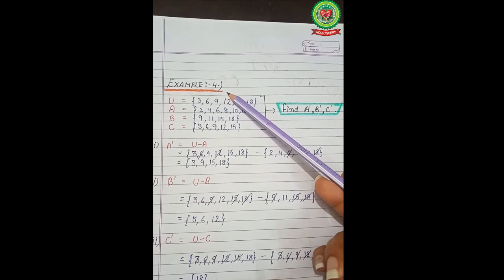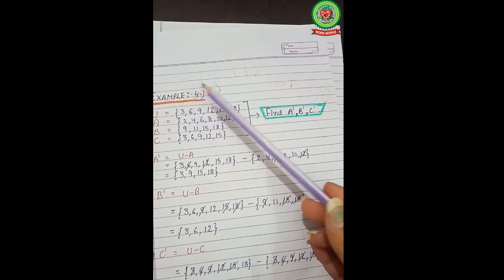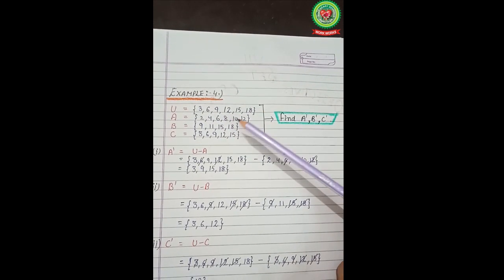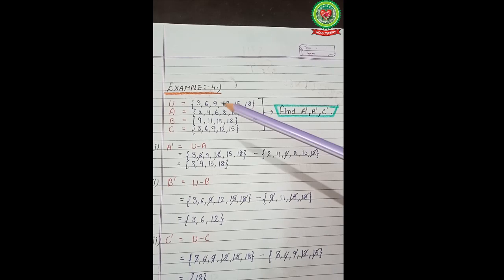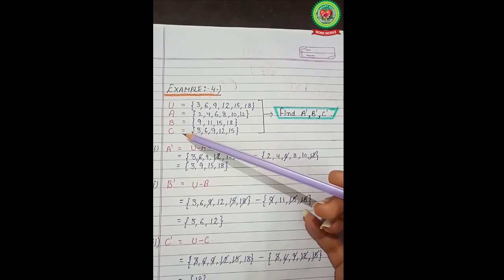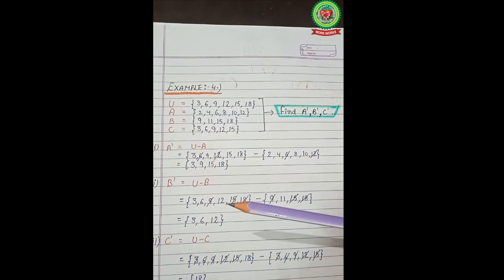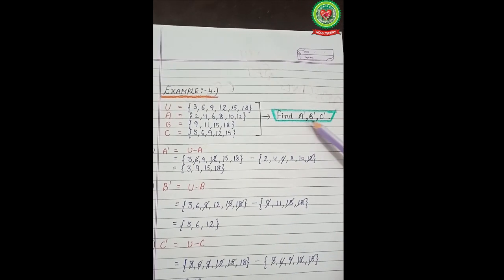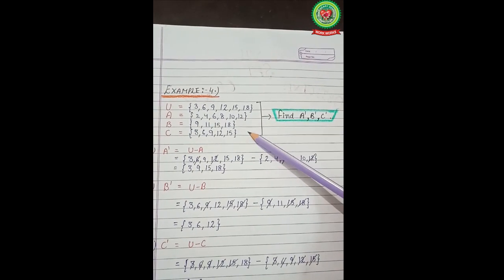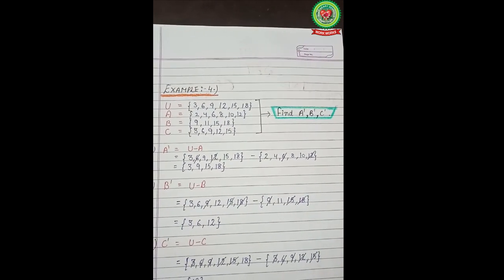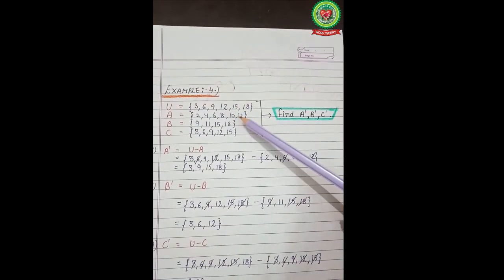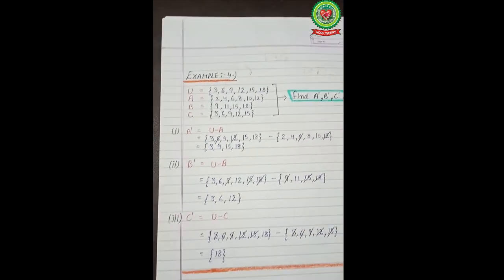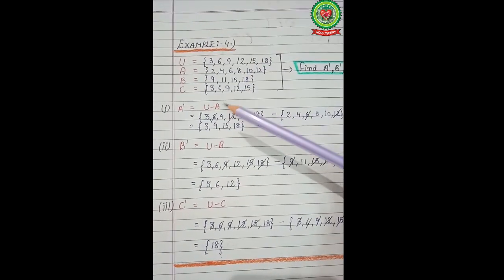So example number 4. You can see here I have taken the universal set as 3, 6, 9, 12, 15, 18, right? And I have taken these three sets all together, A, B, C, right? So what to do here? We need to find the complement of sets A, B, C from this question. We have to find the complement of all three sets A, B, C from a single universal set. Clear? So now we will start solving the question.